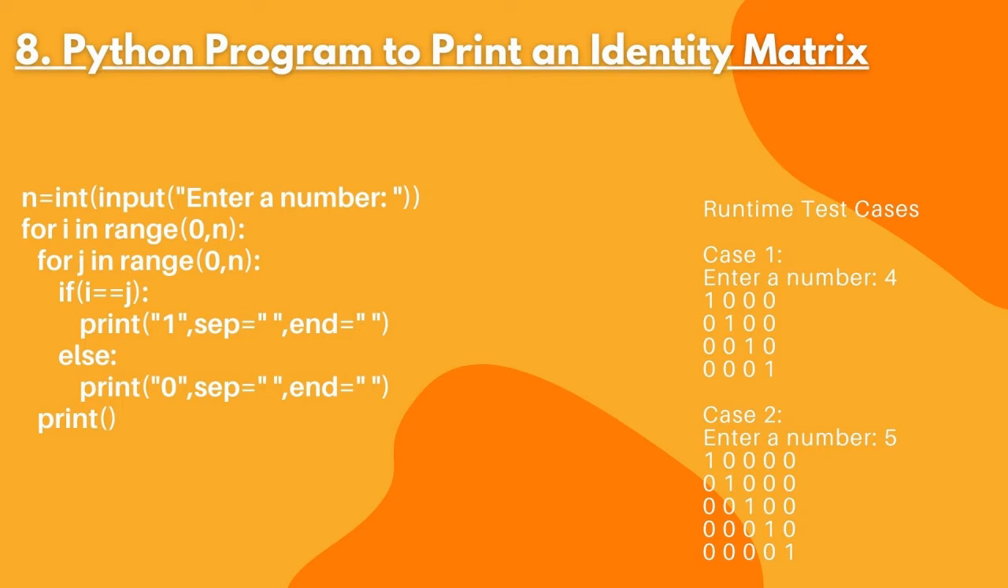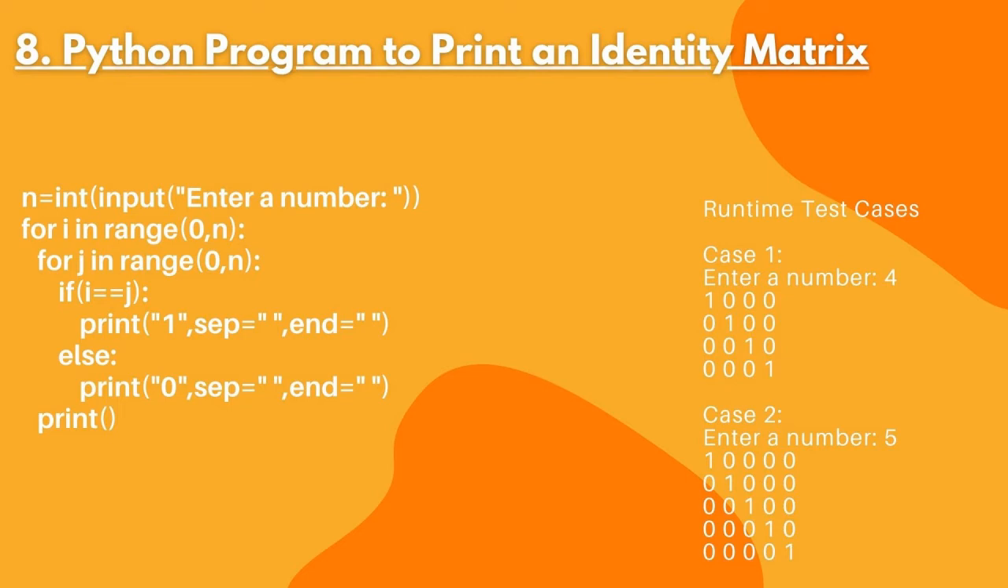Here is the source code of the Python program to read a number n and print an identity matrix of the desired size. The program output is also shown on the screen. Now I would like to explain this program. First, the user must enter the value and store it in a variable n.